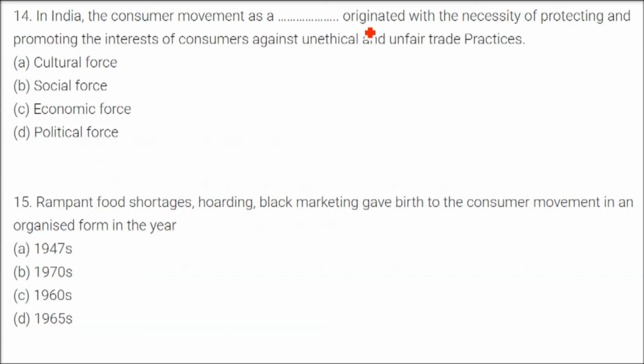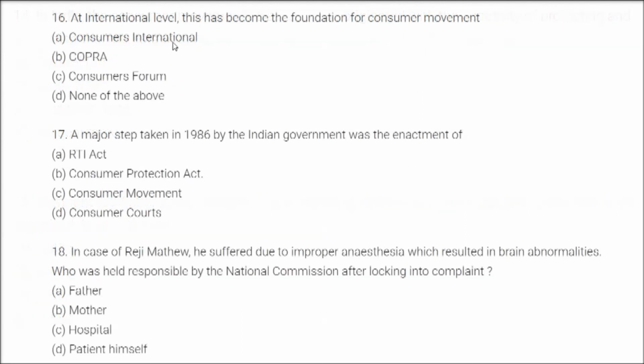In India, the consumer movement as a social force originated with the necessity of protecting and promoting the interest of consumers against unethical and unfair trade practices. So the answer of this one is social force. Rampant food shortages, hoarding, and black marketing gave birth to the consumer movement in an organized form in the 1960s. At the international level, the foundation for the consumer movement is Consumers International.